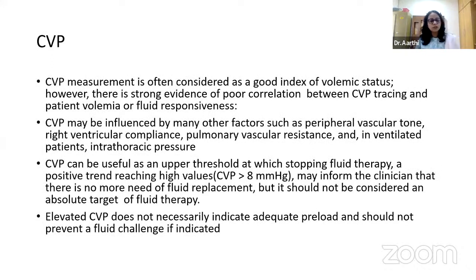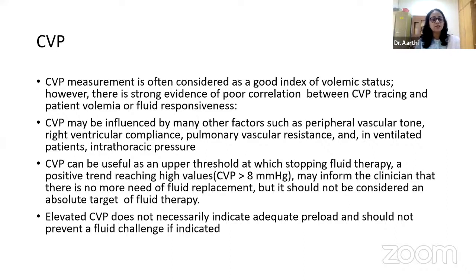So coming to central venous pressure monitoring. Central venous pressure is often considered a good index of volume status. However, there is strong evidence of poor correlation between the CVP tracing and the patient's volemic status or fluid response. But still, we use central venous pressure monitoring in both surgical and critically ill patients because of the following reasons.